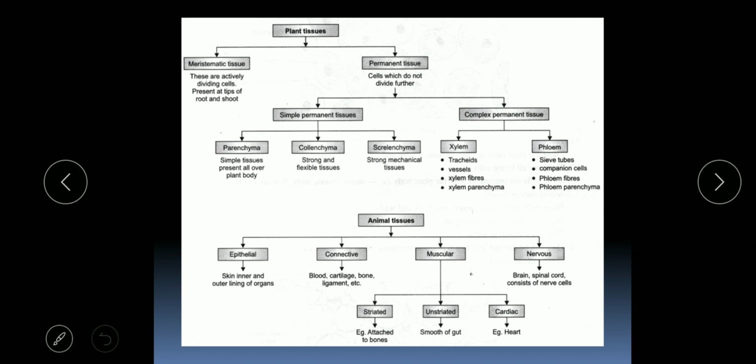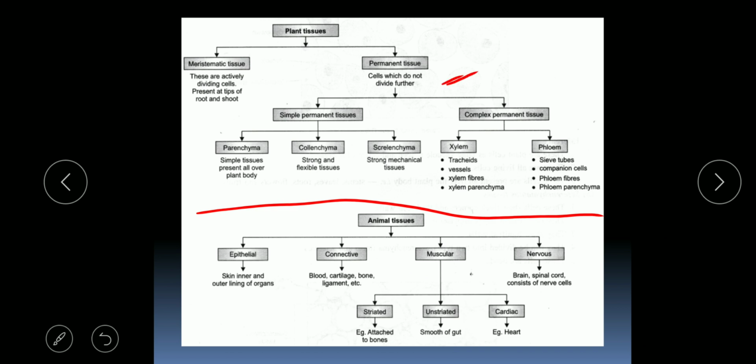Now here we have to see only the plant tissue. Plant tissue is of two types on the basis of the cell's capability to divide, that is meristematic tissue and permanent tissue. Meristematic tissue is composed of actively dividing cells, whereas once a permanent tissue is formed, the cells will lose the capacity to divide.